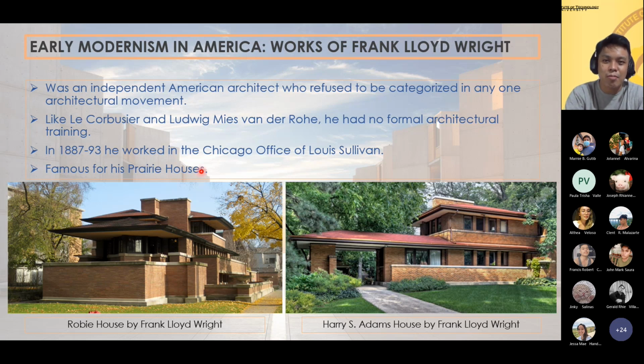Frank Lloyd Wright is famous for his prairie houses. These are examples of prairie houses, the Robie House, and here we have the Harry S. Adams House, by Frank Lloyd Wright. Mostly the examples or designs of Frank Lloyd Wright are houses, and he also had certain other buildings, like civic buildings such as libraries and museums, but mostly residential.